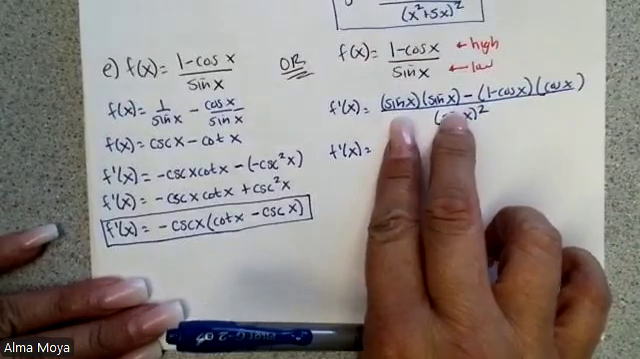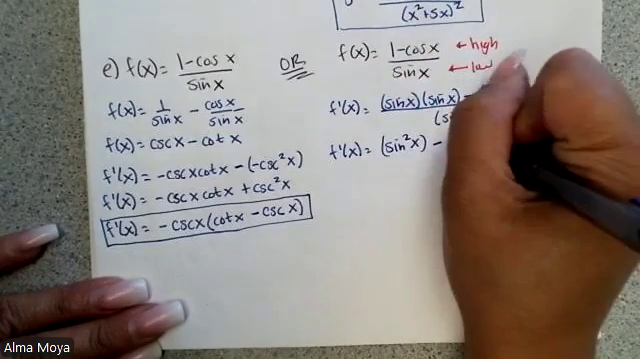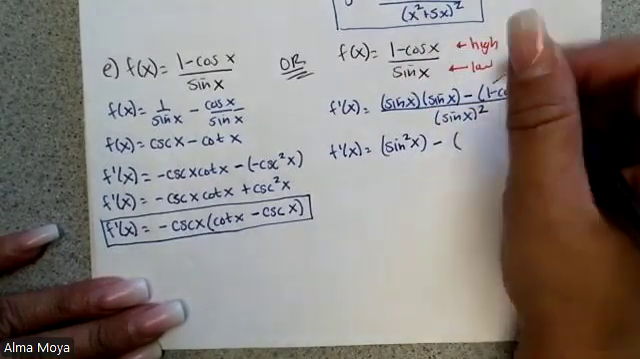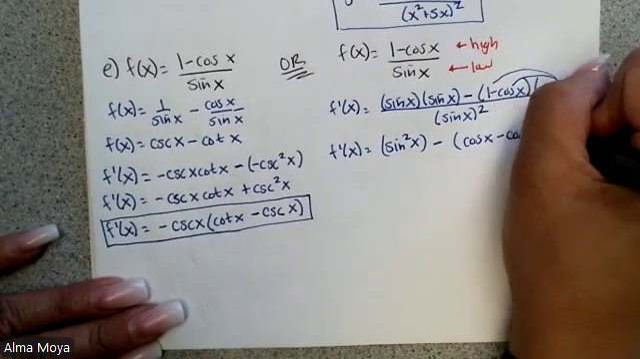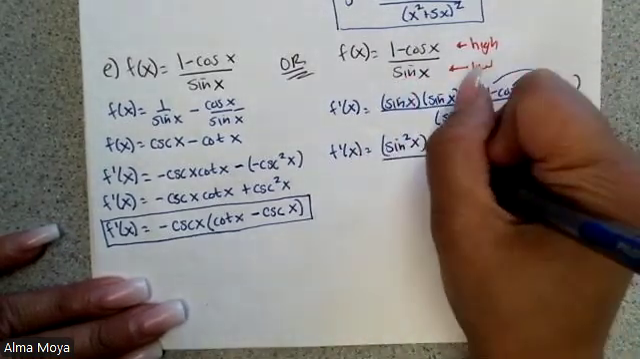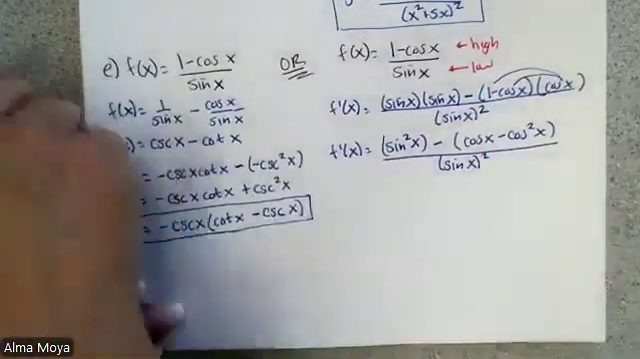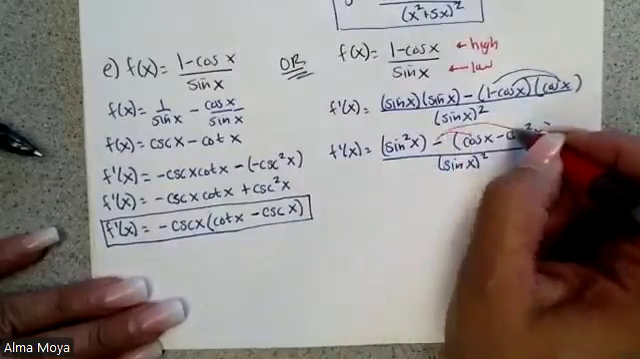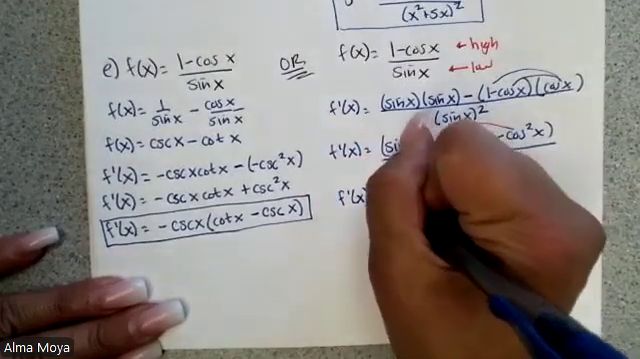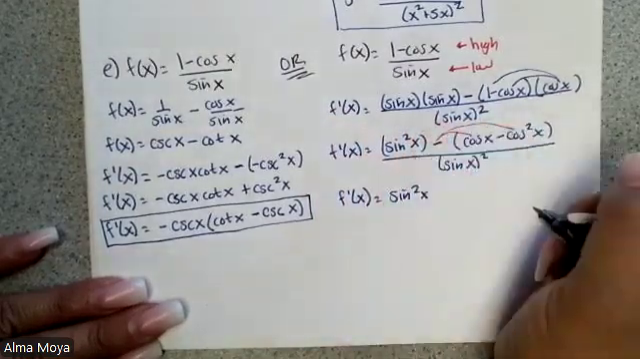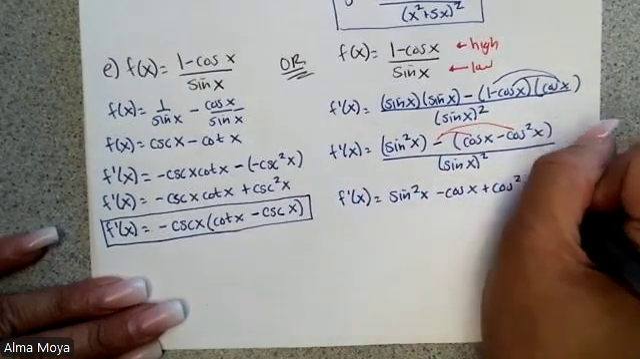Sine x times sine x is sine squared x. Now right here, I'm going to distribute, so that's going to be a cosine x. That's going to be a negative cosine squared x. I need to distribute this negative inside the parentheses. So it's going to be a negative cosine x and a positive cosine squared x.